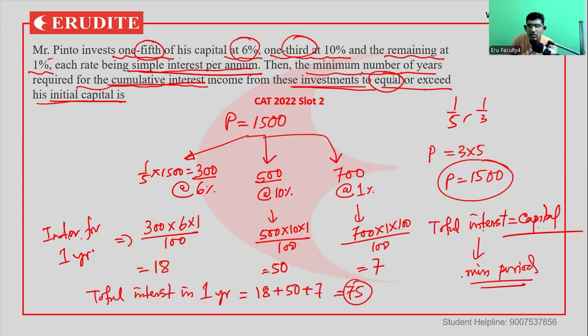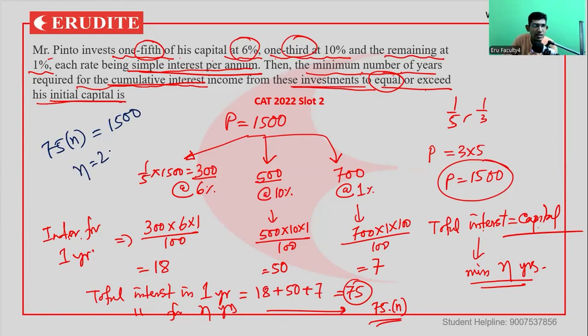So let's take after n years, minimum n years. What will be the interest for n years? Now in SI, interest follows the unitary method. So interest for 1 year is 75, and the total interest for n years would be simply 75 into n. Now, this total interest 75 into n should be equal to total capital, which is 1500. That makes n equal to 20 years. So that's my answer, 20.